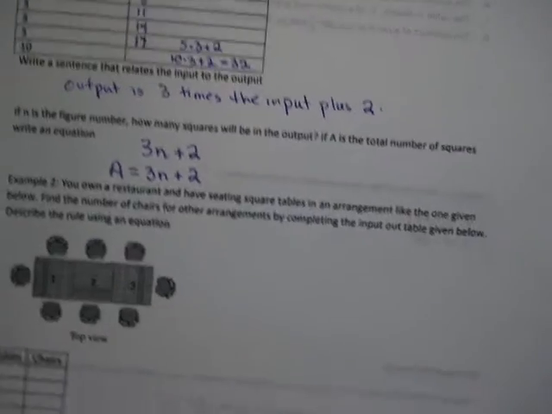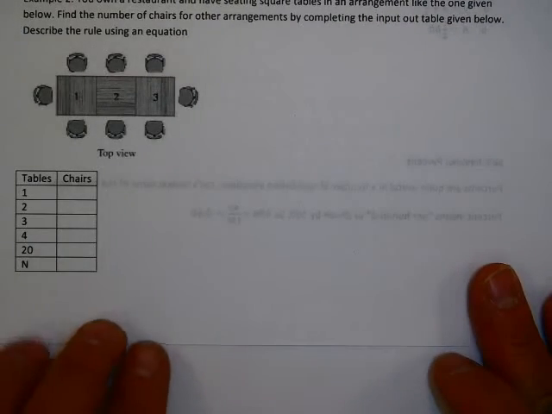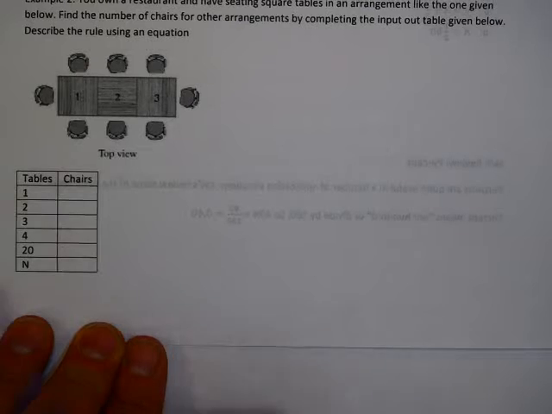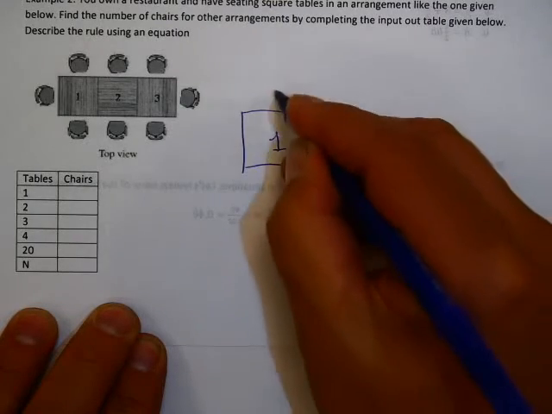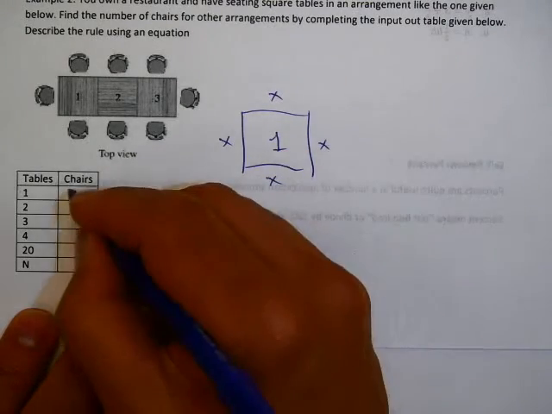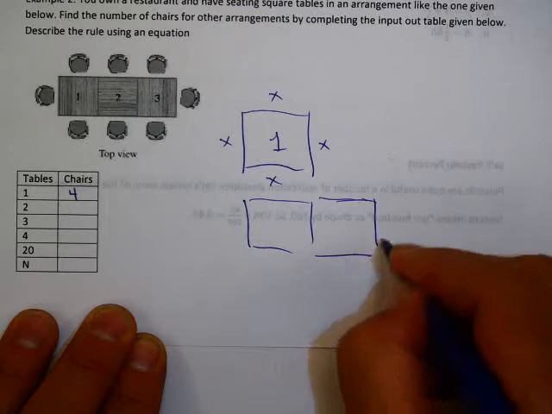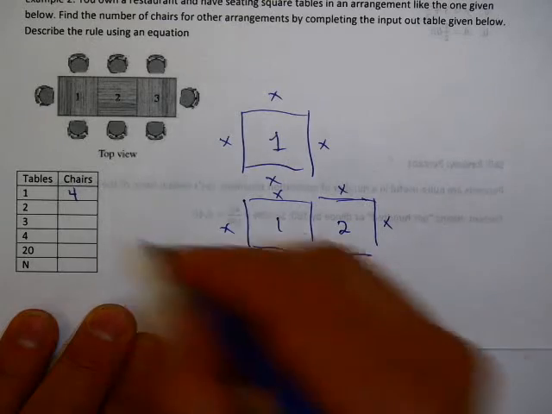Let's do another example, maybe a little bit more realistic. Let's say you own a restaurant and you have tables like this. So you have these tables and you have a total of 8 people around these 3 tables. So we need to find the number of chairs for other arrangements by completing the input-output table below. Well, certainly if I have one table right here, I've got 4 chairs. If I have 2 tables, what do I have? Well, I have 1, 2, 3, 4, 5, 6 there.